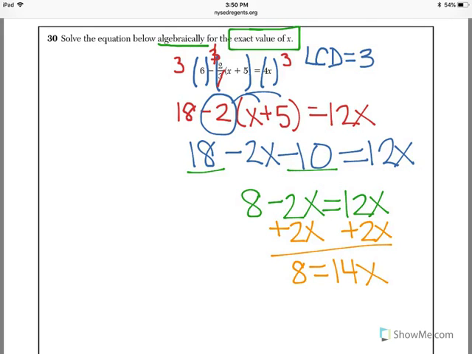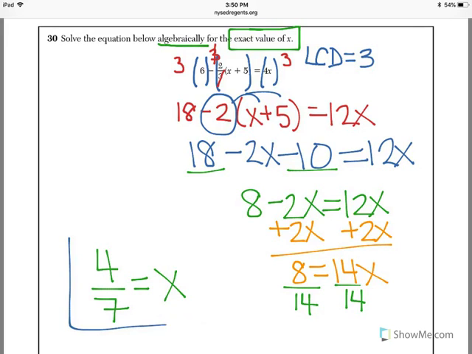And the last step that I need to do is divide both sides by 14. So when I do that, my simplified fraction is 4 over 7. And that is how I'm going to keep my final answer because that is exact.